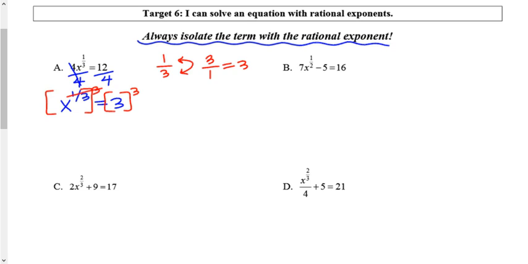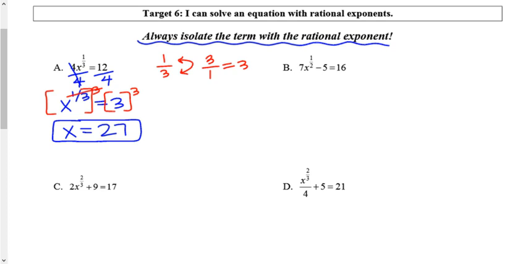So if we take x to the 1/3 to the power of 3, what we're doing is we're multiplying 1/3 times 3. That gives us 1, and it totally cancels out that rational exponent. So we're just left with x on the left side. On the right side, we have 3 cubed, and you can do that in your calculator, 3 caret 3, and we get 27. So x equals 27.